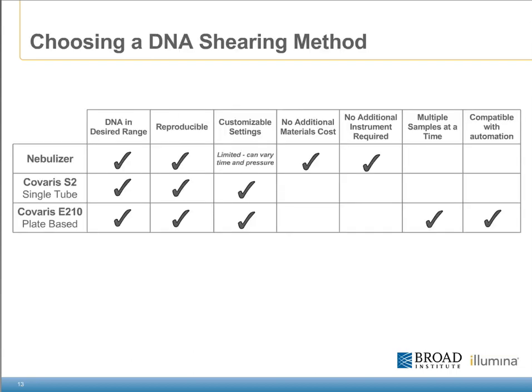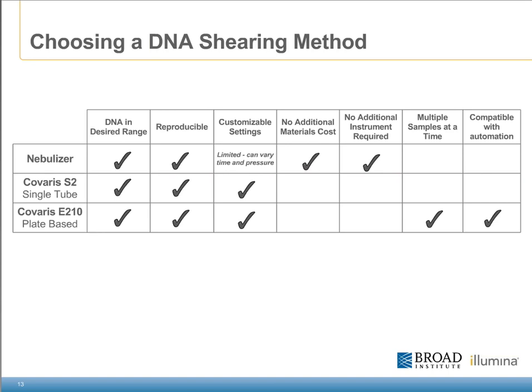So choosing a DNA shearing method definitely depends on what your throughput is and what you want to spend for your laboratory equipment. So the nebulizer that comes with the Illumina sample prep kit can give you DNA in the desired range for Illumina library construction, is reproducible, and is customizable, though it's a little bit limited, in that you can vary the time and pressure to get DNA sheared to different sizes. The main benefit is that there are no additional materials costs because it comes with the kit, and you also don't need any additional instrumentation. All you need is some house air, basically.